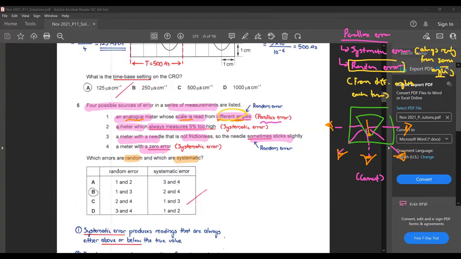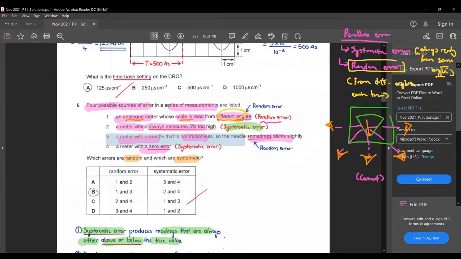Okay, then number 2, a meter which always measures 5% too high. This is actually systematic error, because you're always reading higher than the true value. Okay, you remember the definition of systematic is that it produces readings that are always either above or below the true value. So it means that whatever you do is either you're just going to see all your readings above the true value or all your readings below the true value. There will not be any mix and match where sometimes you have readings above, sometimes you have readings below. No. If one of them is above, all of them must be above. If one of them is below, all of them must be below. So two is systematic error.